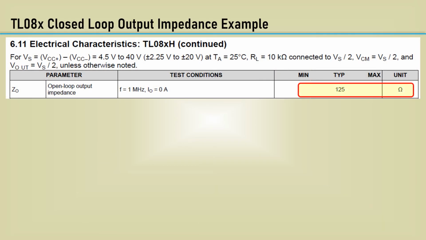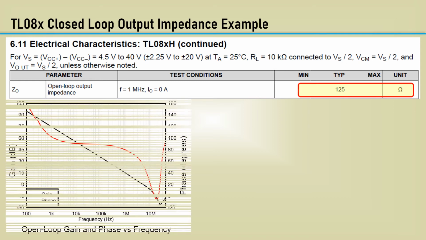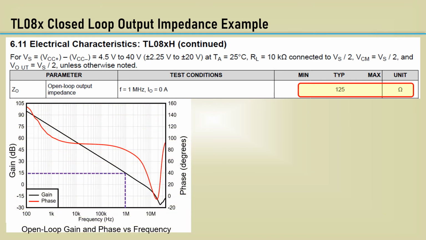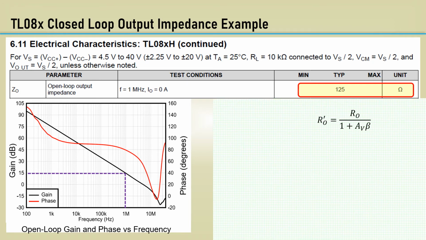Here's the open-loop output impedance for a TL08 series op-amp. At 1 MHz, it's 125 ohms. But check out the open-loop gain at 1 MHz. It's only 15 dB. Let's calculate the closed-loop impedance. For a beta of 1 and the 15 dB open-loop gain, we get 18.9 ohms.